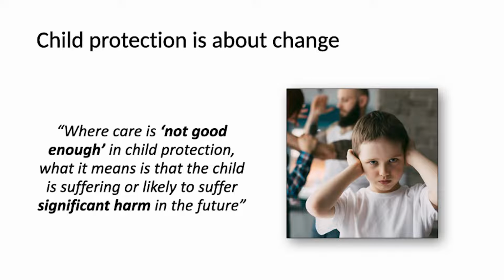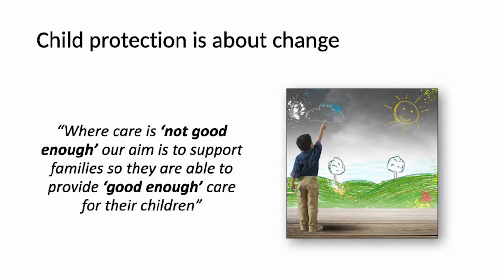So when we talk about care not being good enough in child protection, what we mean is that the child is suffering or likely to suffer significant harm in the future. The aim of child protection is to ensure that their care is good enough. And good enough is a reduction of risk of harm, and as a minimum, that the child is no longer at risk of significant harm. To move from not good enough to good enough care, there has to be change in the circumstances of a child. This is often related to the behaviour of parents.